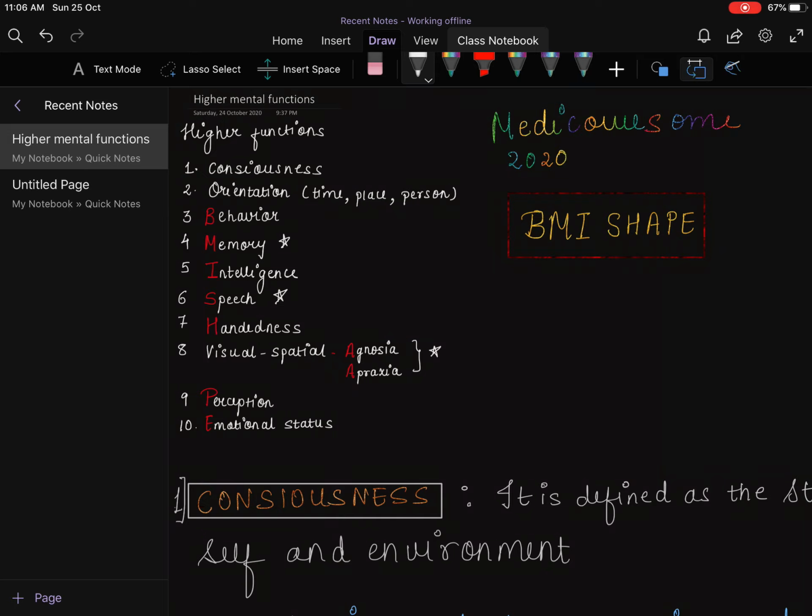So this is the pro forma. We are going to talk about 10 things here. One, consciousness; second, orientation; and from third to 10th we have a very famous mnemonic called BMI SHAPE, which goes: B for behavior, M for memory, I for intelligence, S for speech, H for handedness, A for agnosia and apraxia, P for perception, and E for emotional status.